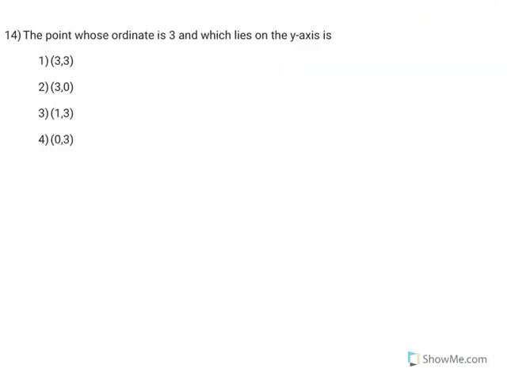The point whose ordinate is 3 and lies on the y-axis. So two things are there. It lies on the y-axis. That means we have 2 points, x and y. Lies on the y-axis means x equal to 0. And ordinate is 3. So 0, 3. So this is the right option. For the x-axis always y equals 0, for the y-axis always x equal to 0.